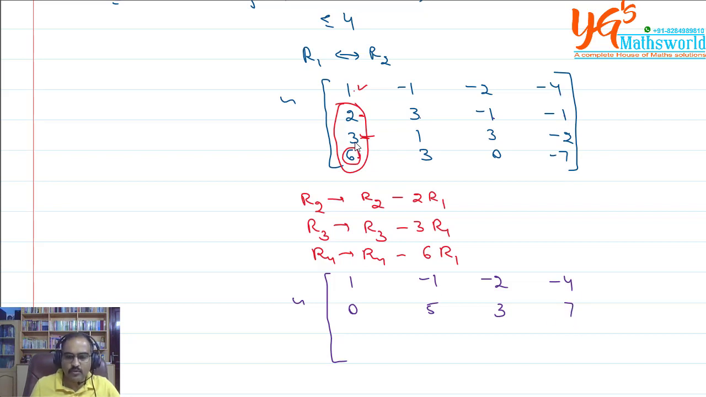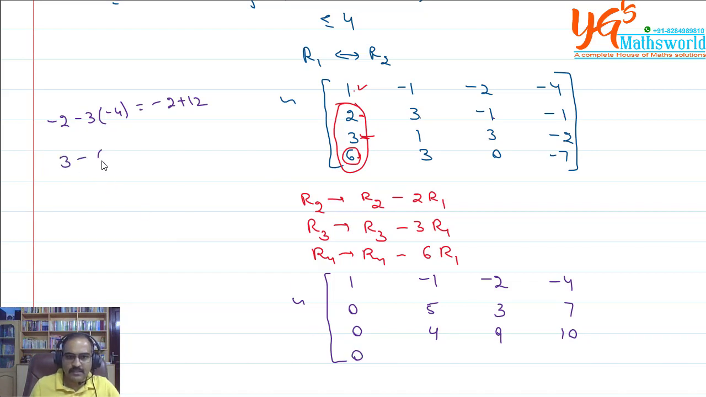On third row, sorry, 3 minus 3, that will be 0. 1 plus 3, that will be 4. 3 plus 6, that is 9. Then -2 minus 3 times -4, so it will be -2 plus 12, so it will be 10. And the last will be 6 minus 6, 0.